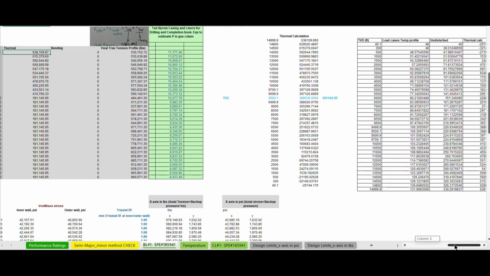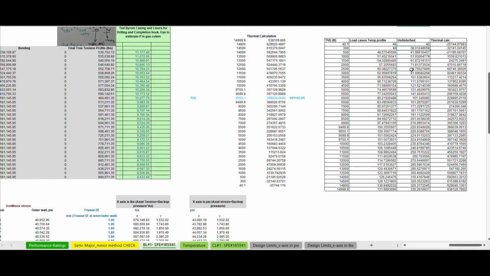So what I have done here on the right-hand side is take the undisturbed profile, which was given in the load case, and the temperature profile of the load case was given as well. So I calculated the thermal stresses by using this formula, which was given when I was going through part number 3.